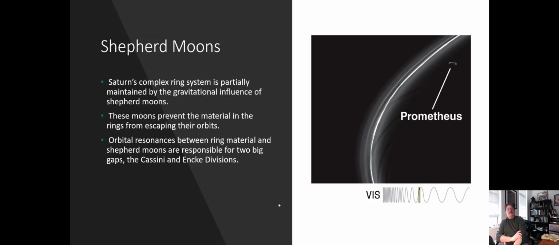You have, for example, Prometheus shown here. Its sister moon is Pandora, which is on the opposite side of the ring, and because of gravitational influence, it's pulling. If a moon or disk material decides to run away, one of the moons pulls it back in. If some of the material tries to dive into Saturn, then the other moon will pull it back in, and so it keeps these rings very tight and very organized. They also have an opposite effect in that they create gaps.